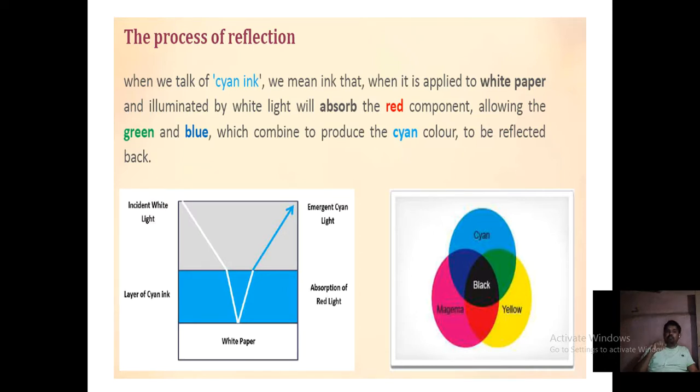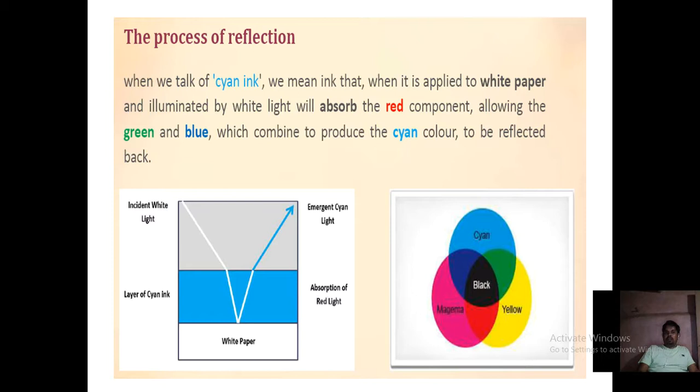We are transmitting white light on that. The white light illuminating it will be absorbed in its red component. That white paper with cyan ink will absorb the red component, and only the green and blue pass, because we are using the CMY model.